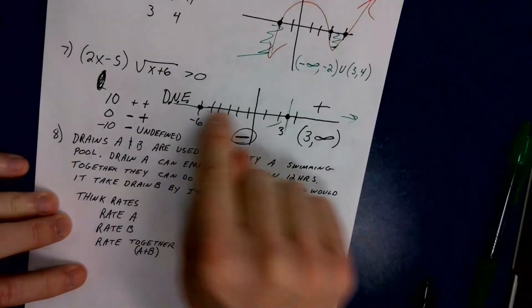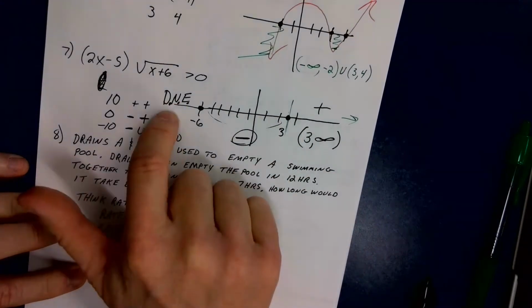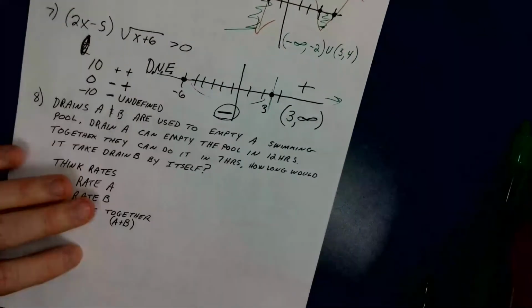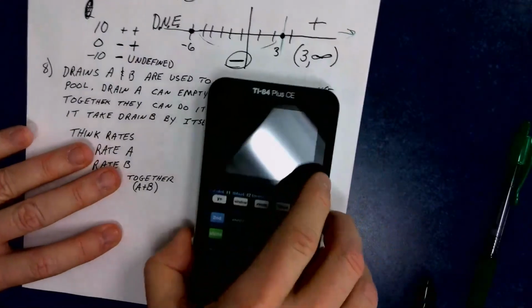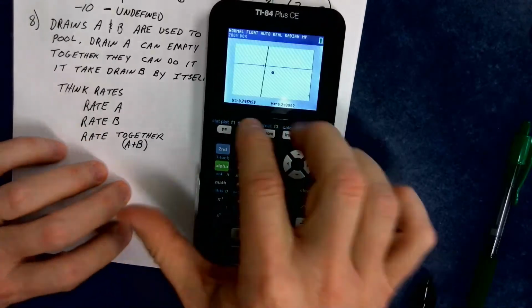Again, it's less than 0 here. It's equal to 0 at those two spots. And it doesn't even exist to the left of that. Okay? So I want you to see this because we haven't done a lot of this and we didn't do these in class. So let's go ahead and do a quick little graph of this thing.